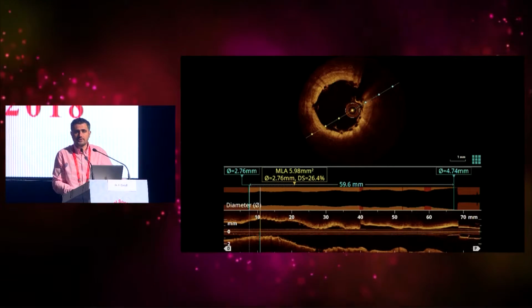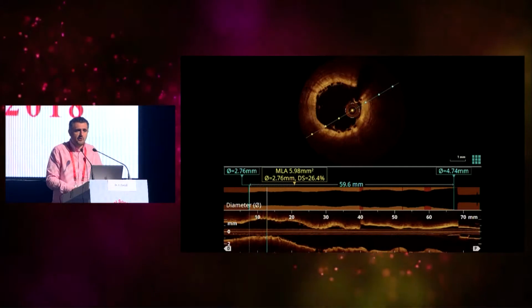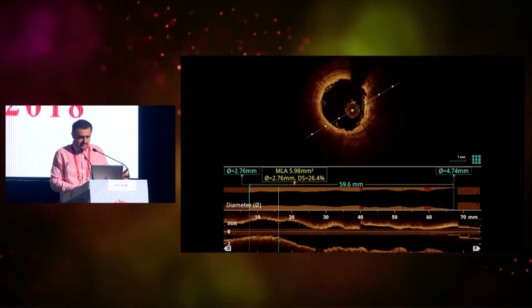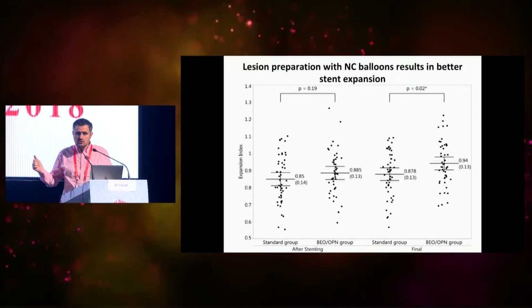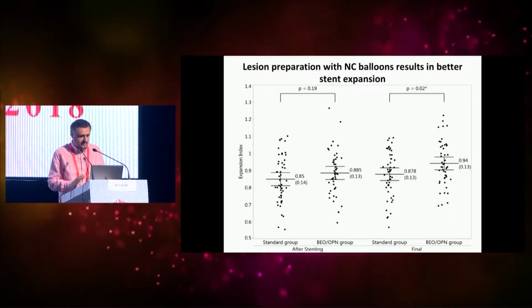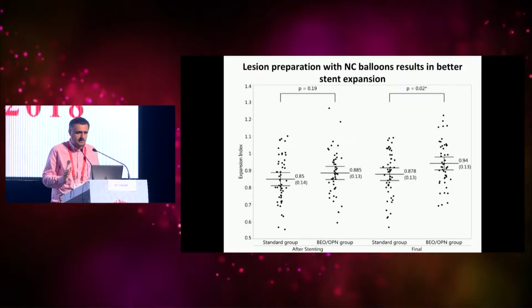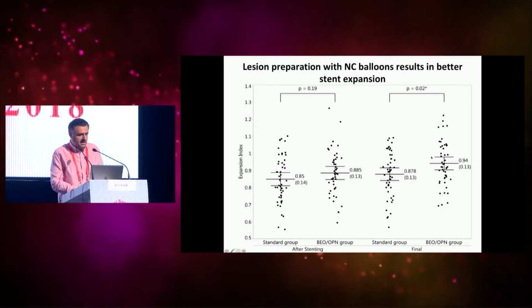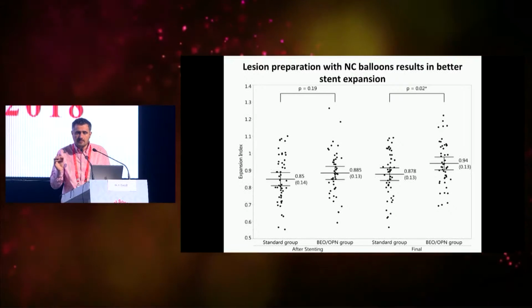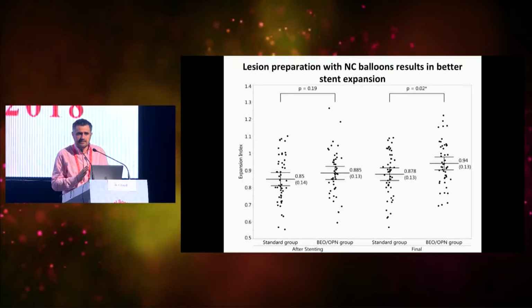Now, is this important? Is this really important, how you predilate the vessel and why you should be understanding the lesion? Yes, it is. In this trial, which I just showed you, which we are now submitting, you can see that if you predilate the vessel with a standard versus a non-compliant balloon, stent expansion index is slightly better with a non-compliant balloon after stenting, but it's not significantly different.